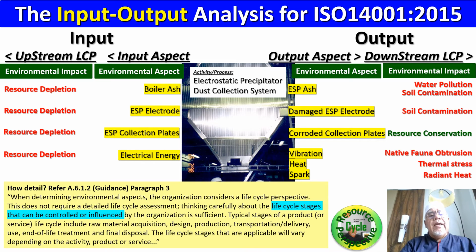So let's take a look at the input aspect. Number one is let's discuss boiler ash. Now, when we talk about input aspect, we have to know that it comes into the electrostatic precipitator. Now, if we want to determine its respective environmental impacts, then since it is an input environmental aspect, we got to look at its life cycle. Where? Upstream. Got it?